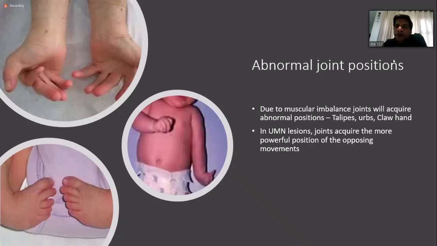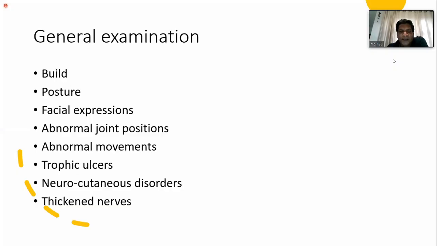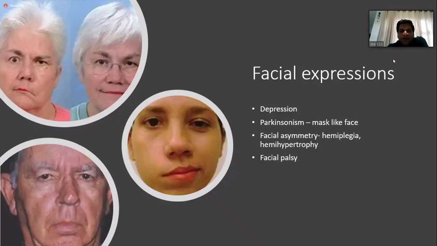So you can have abnormal joint positions. Again, that might give you a clue about an underlying CNS problem, right? So look at the joints, how the joints are. And then they can have trophic ulcers. What are trophic ulcers?